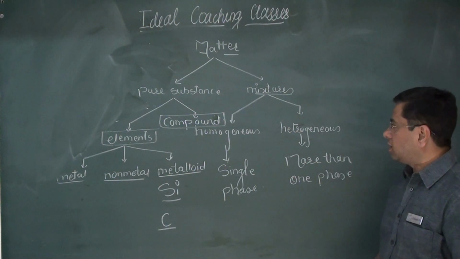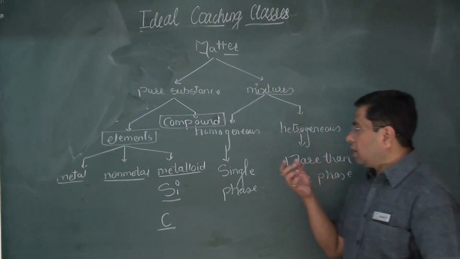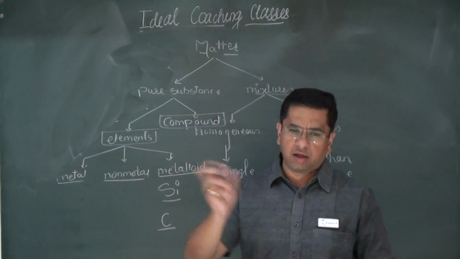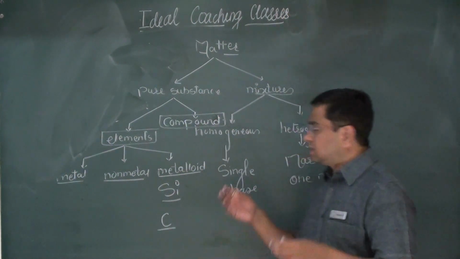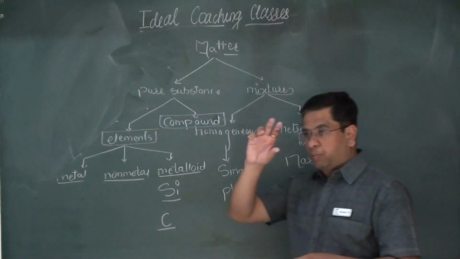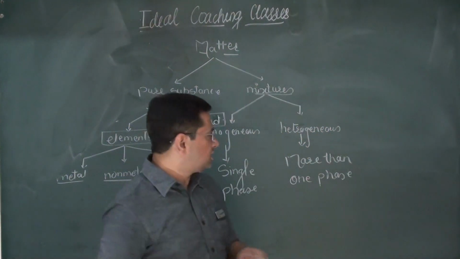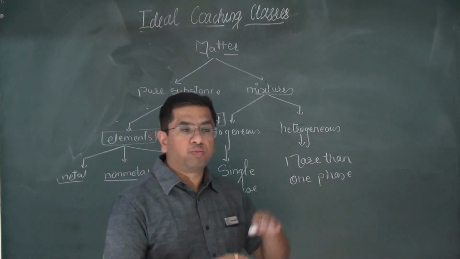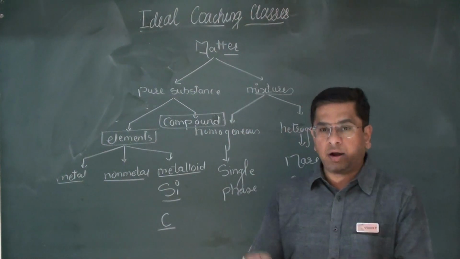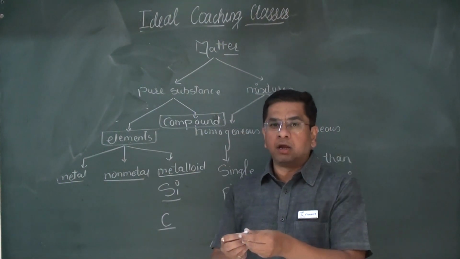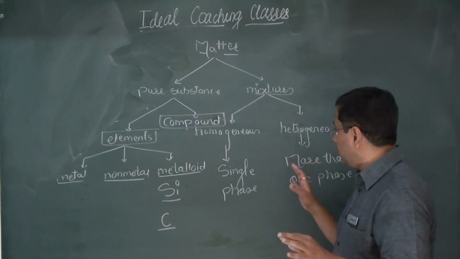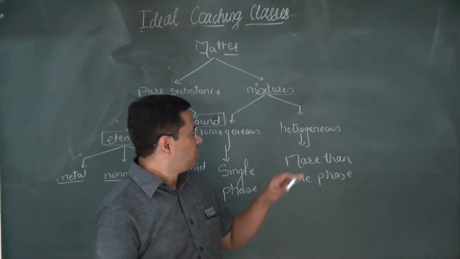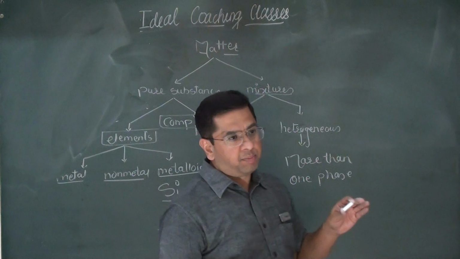What I understand from that is, suppose I take oil and water and put them together and stir it, they seem to merge. But if I allow it to stand, after some time the oil and water separate. It's a heterogeneous mixture, more than one phase. Don't think that since oil is a liquid and water is a liquid, it will be a homogeneous mixture. No, it will not be a homogeneous mixture. It is a heterogeneous mixture because they separate out. On standing, oil and water will separate out.